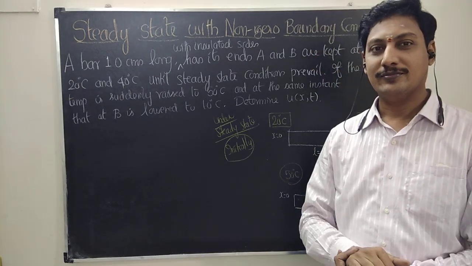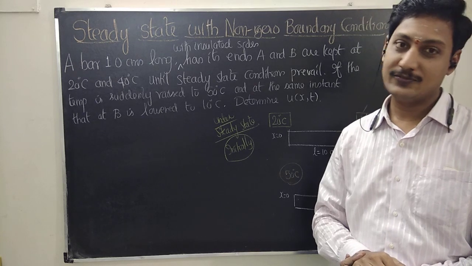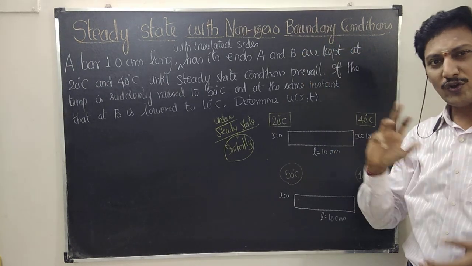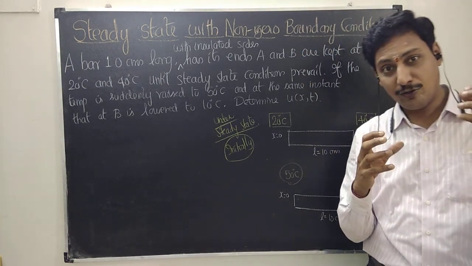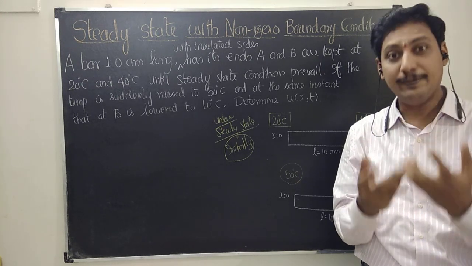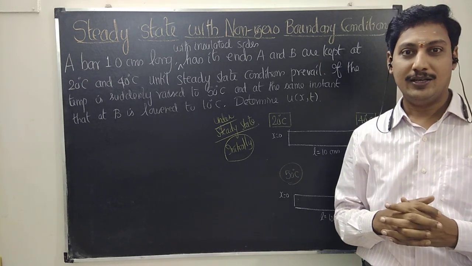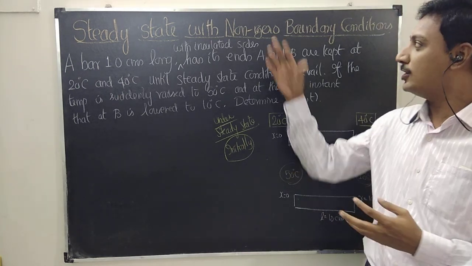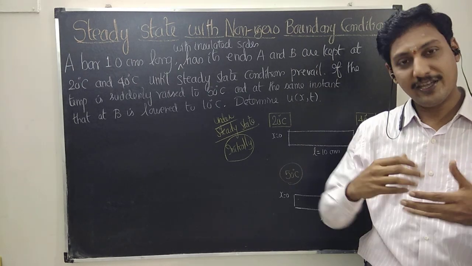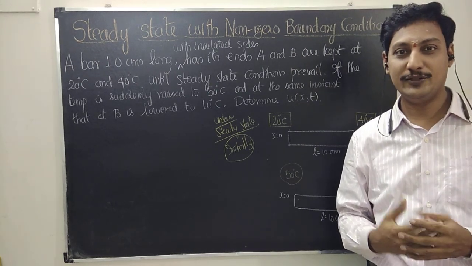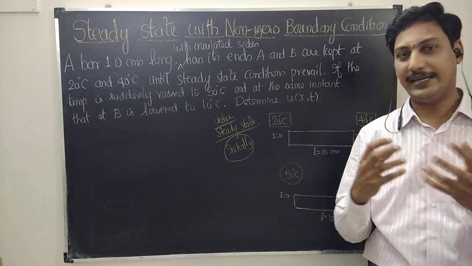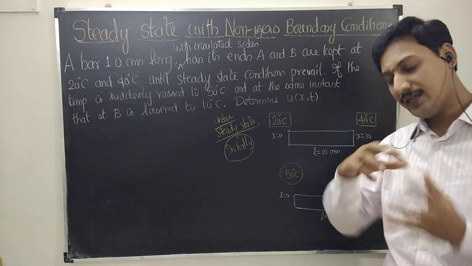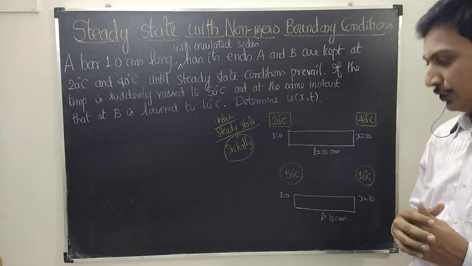In this video we are going to discuss the steady state with non-zero boundary conditions. Once we have zero boundary conditions only, we are able to determine or eliminate the unknown arbitrary constants available in the general solution. With non-zero boundary conditions, what can we do? We can convert those non-zero boundary conditions into zero boundary conditions by using some techniques. So in this video, we are going to discuss how to convert the non-zero boundary conditions into the zero boundary conditions.